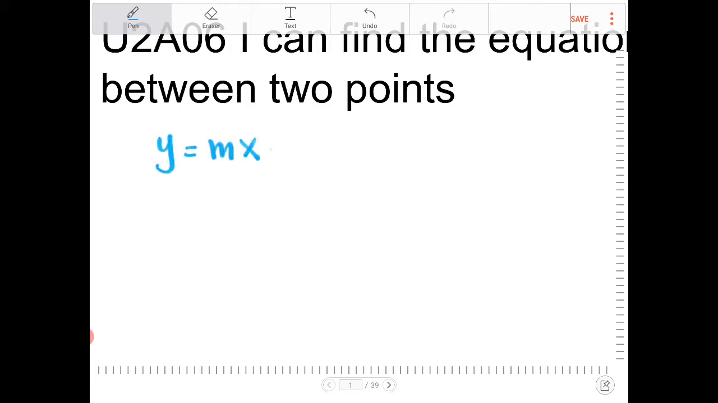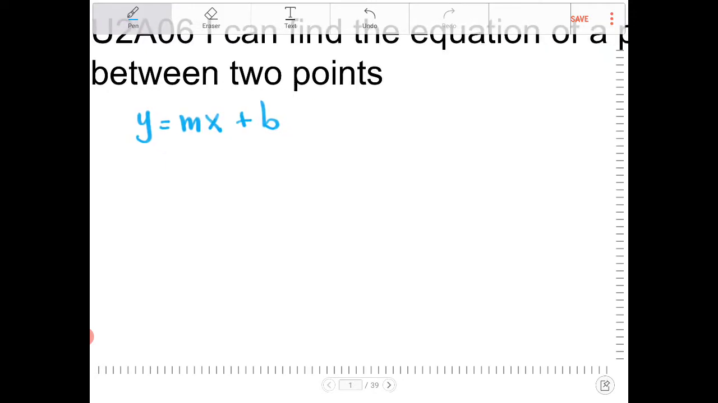Let's just quickly recap what that is. The equation of a line can be written in this format, which is y is equal to mx plus b, where you will need to find the values of m and b, where m is the slope and b is the y-intercept. You need to find these two things.